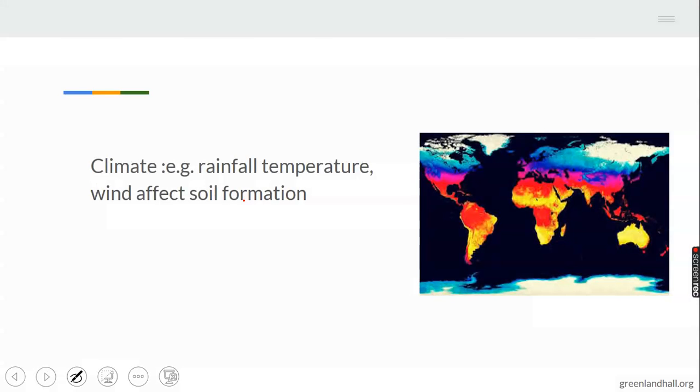3. Climate. Climate, like rainfall, temperature, wind, which are elements of weather and climate, affect soil formation. Areas of high rainfall or high temperature will promote weathering faster than cool areas. They will aid the disintegration of the rock faster than other areas.